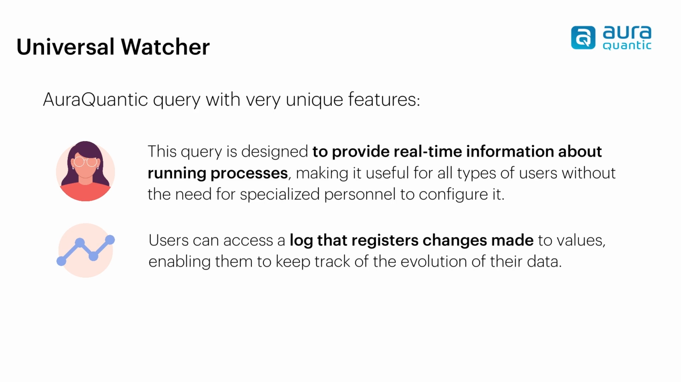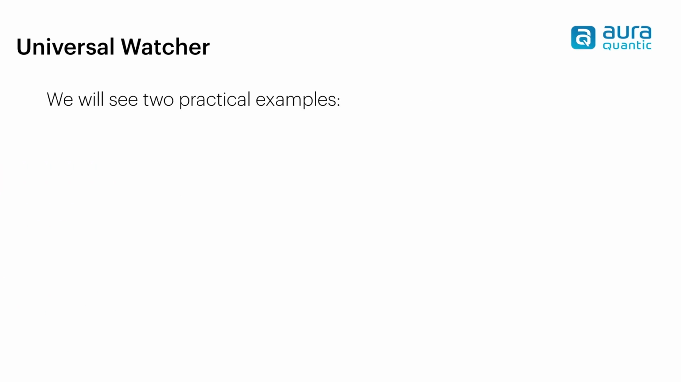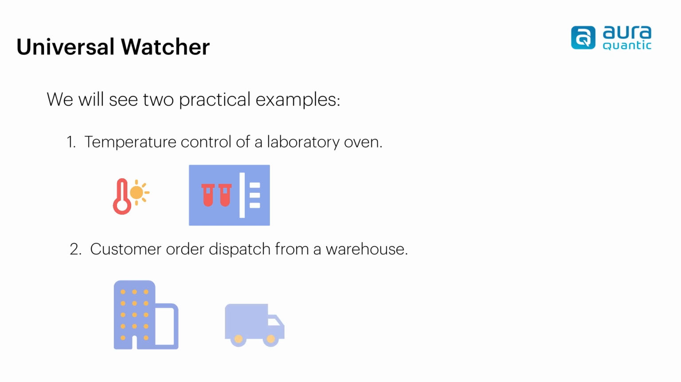Another key feature of the Universal Watcher is that it allows users to set up alerts that trigger notifications when deadlines are met. All this on the go without needing to modify the process design. Now, let's explore two use cases to see how it can be applied in practice. The first use case involves temperature control in a laboratory oven. The second use case involves delivering notifications for specific requests.